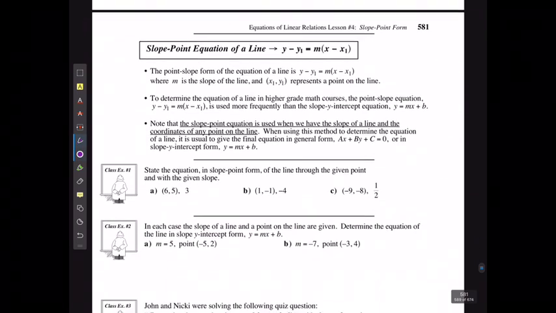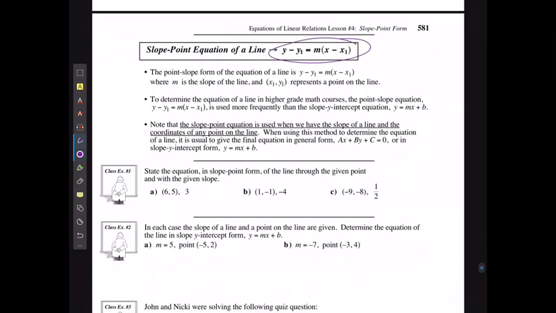So, the slope point form of the equation is y minus y1 is equal to m bracket x minus x1, where y1 and x1 are a set of coordinates, and m is still the slope, as it always was.